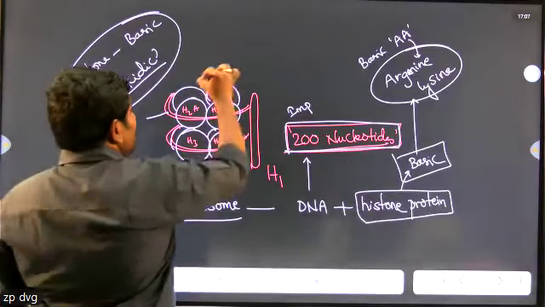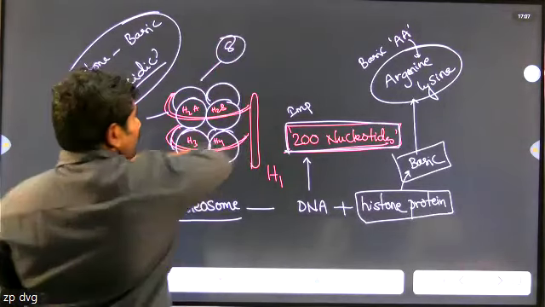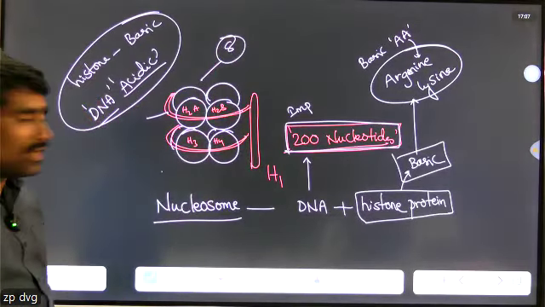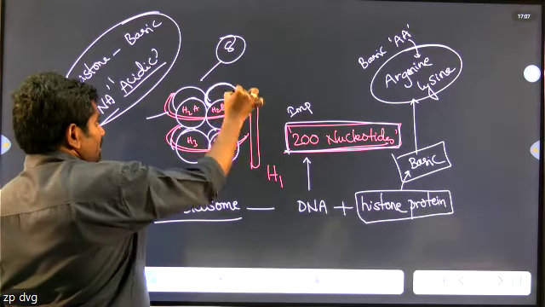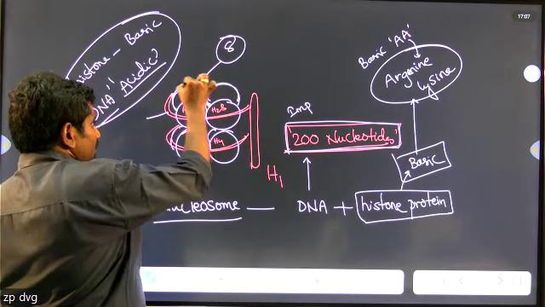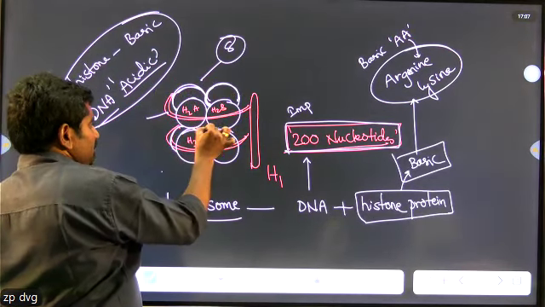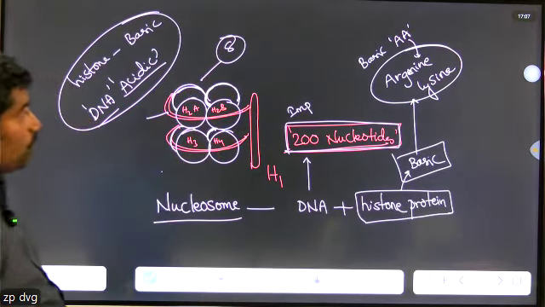How many histones are there? Totally 8 will be there, so this is called the histone protein octamer. This is one histone protein, and the backside also has the same. So 8 histone proteins form the histone protein octamer.